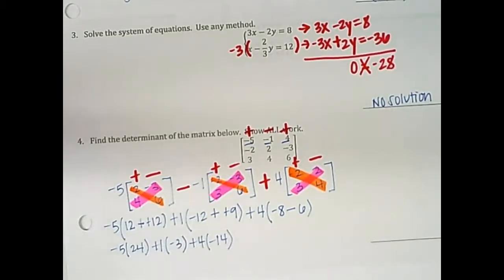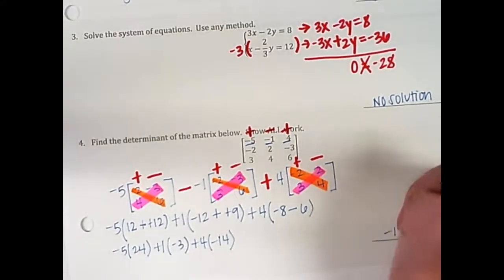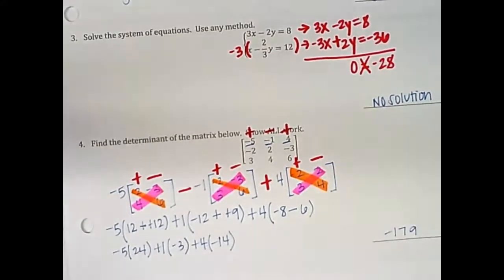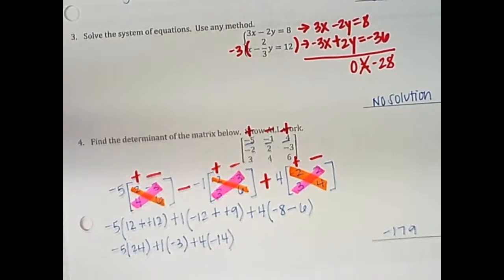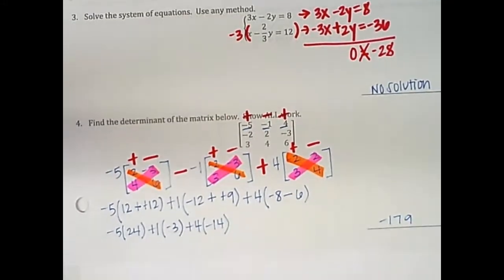When I do that, I have to plug it into my calculator and multiply all that out, I get negative 179. And so that is my answer to number 4. I'm going to pause it here and continue on with the other problems in the next video.